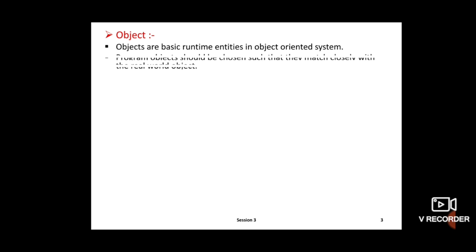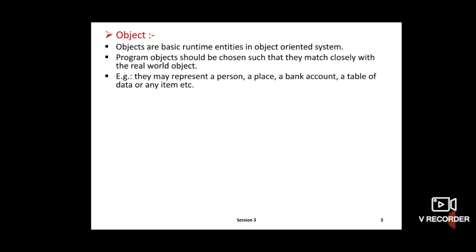Now see, first, object. Let us revise object. What is an object? It is a basic runtime entity. It is any living or non-living thing. Every object has its own characteristics or attributes and its behavior. Characteristics or attributes are nothing but data and behavior is nothing but its function. So it is called an object. See, program objects should be chosen such that they match closely with real world objects, meaning a living or non-living thing. For example, it may be a person, a place, a bank account, a table of data or any atom, etc. These are examples of objects.